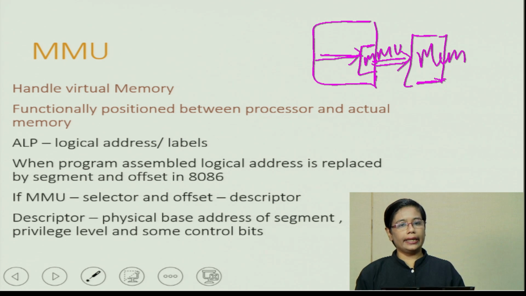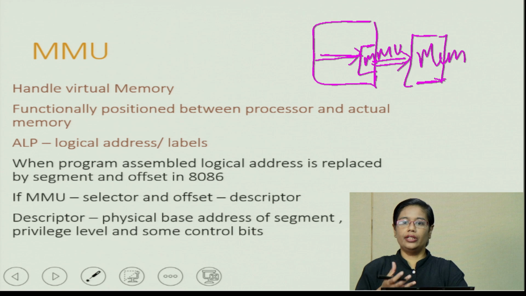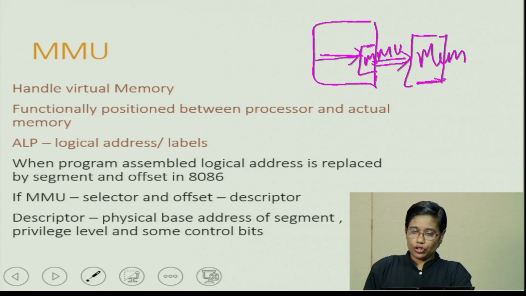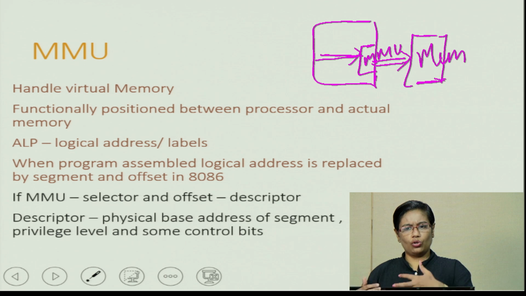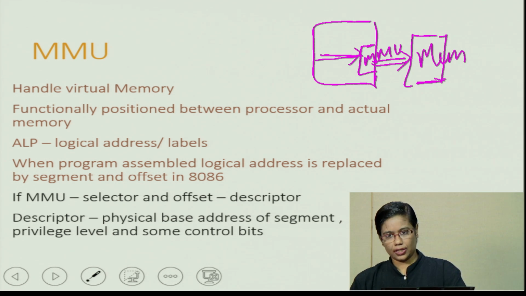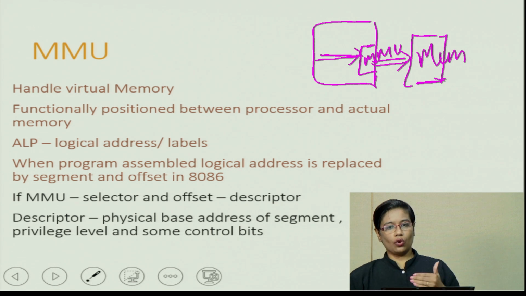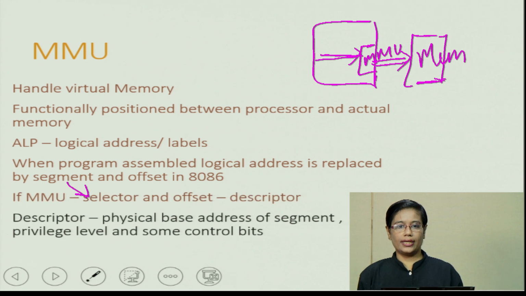Now when you are writing the ALP, you would write with logical addresses, with labels. The program is going to be assembled. Whatever is the logical address is replaced by segment and offset in case of 8086. In case of 80286 or 386, there is also a segment and offset. But in 286 or 386, this segment is treated as a selector, because from 80286 onwards, we have a memory management unit.